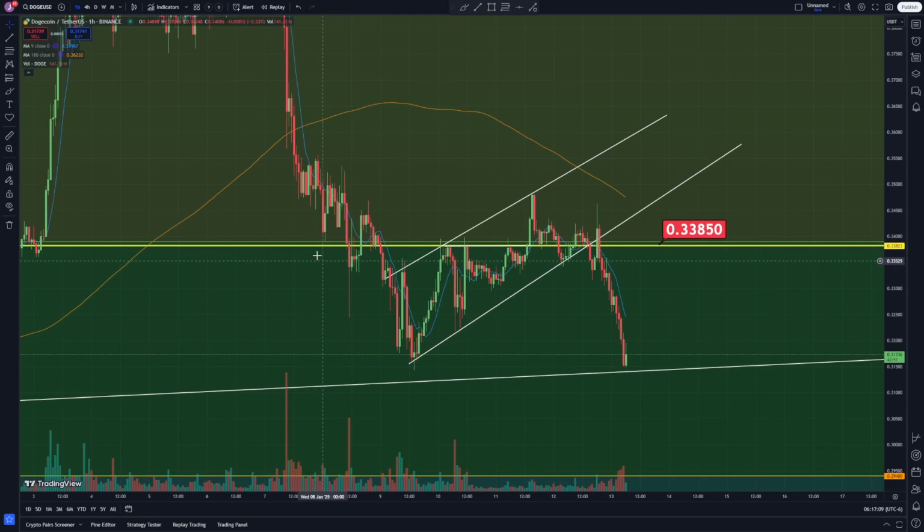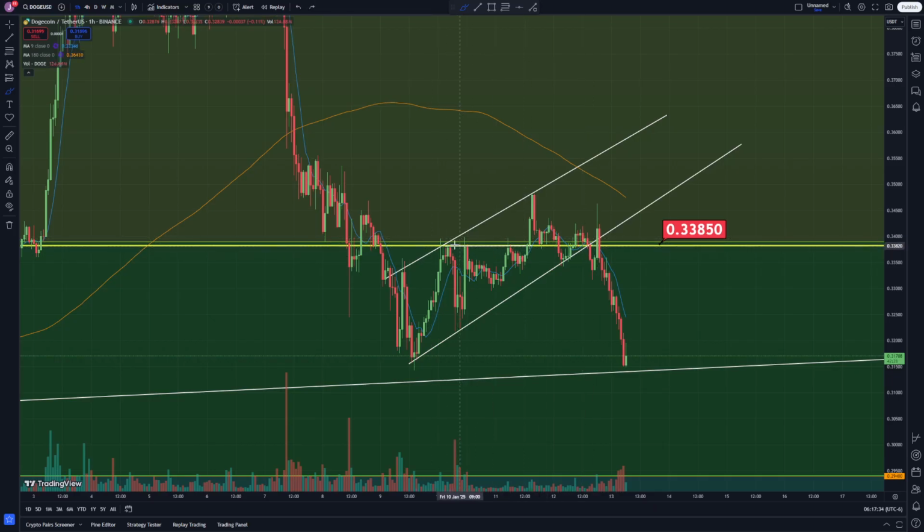Let's take a look at this little channel. Okay, so we have this little channel here. We have resistance, resistance, resistance. Then we have support, support, support. We're bouncing in between these two trend lines. Those points give me these two lines right here. We are moving up in this channel, bouncing in between these two trend lines. We broke the bottom trend line, going to the downside right here.